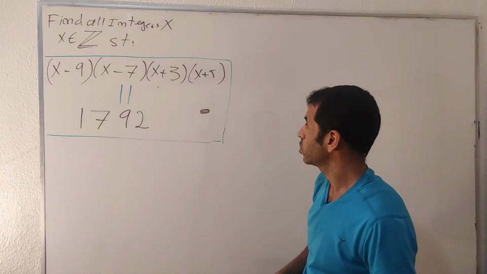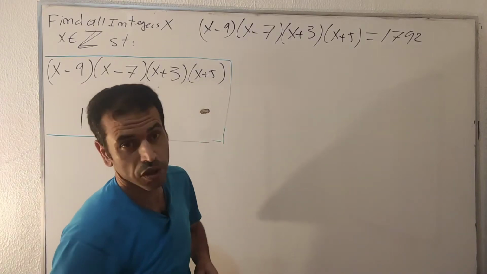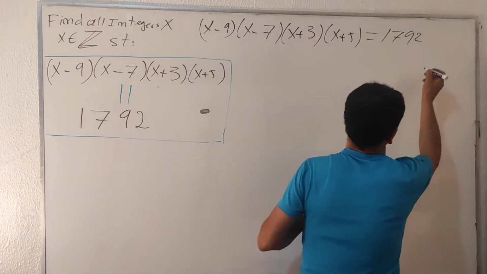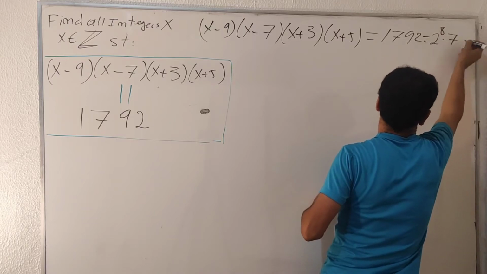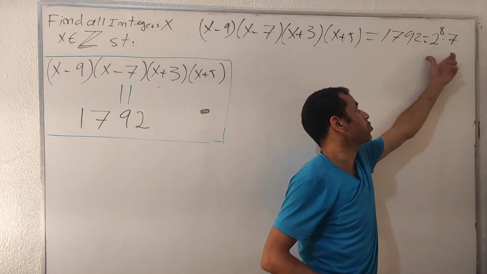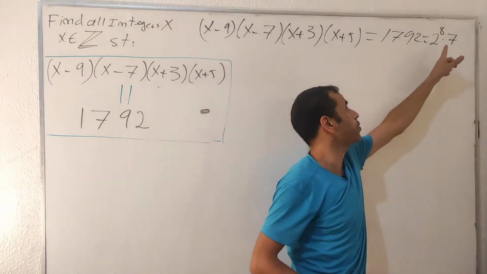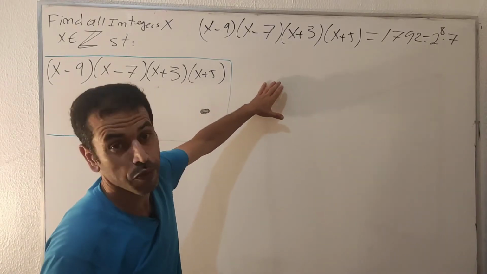Okay, now let's go through this one. So we have this following equation. This 1792 is going to give us 2 to the 8 multiplied by 7. Okay, so we have displayed this into its prime factorization. Number 2 is a prime, number 7 is a prime. Okay, we will have multiple possibilities here.